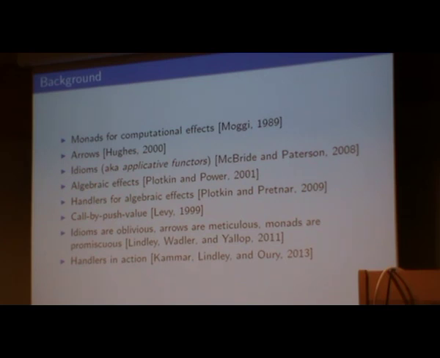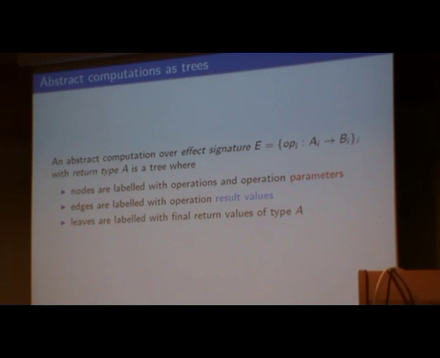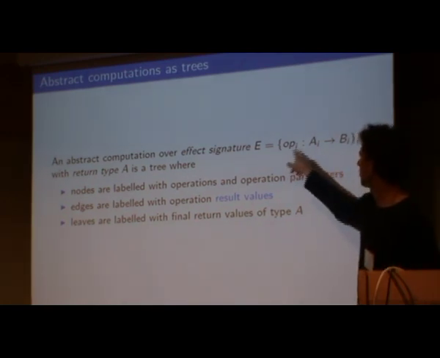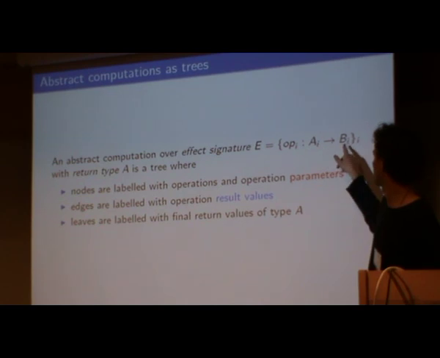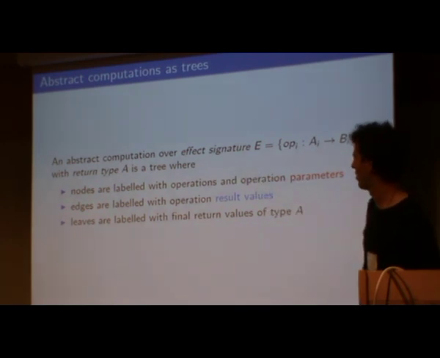Anyway, in this talk I'm not going to go into much technical detail at all. I'm going to try and be very high level. And primarily I'm going to be talking about trees, pictures of trees. So let's see, this is the key notion I'm going to start off with. So an abstract computation over an effect signature with a return type A is a tree. So this effect signature consists of a number of operations that have input and output types. And then the computation finally will return a value of type A.